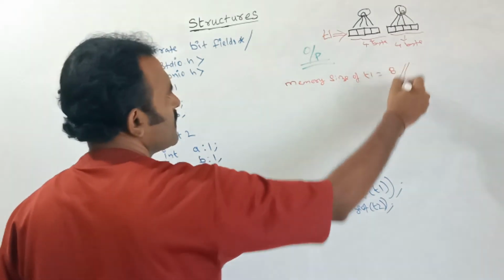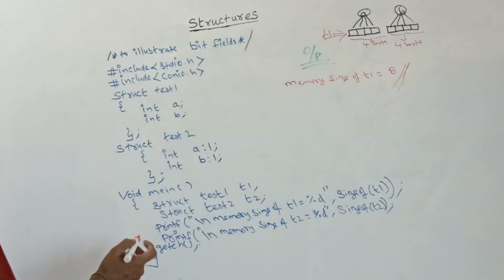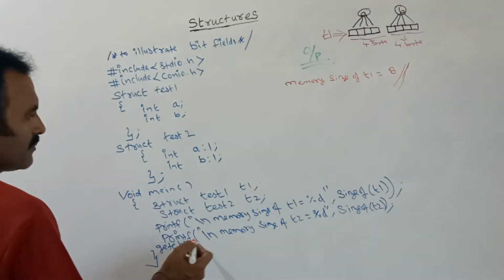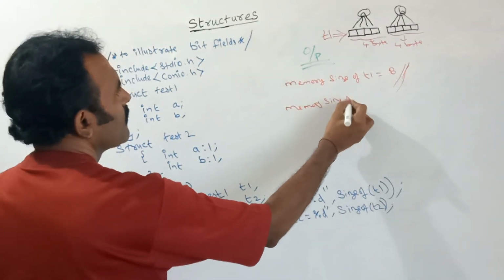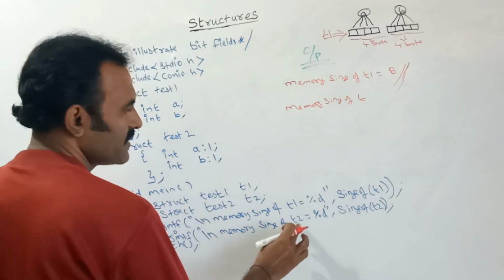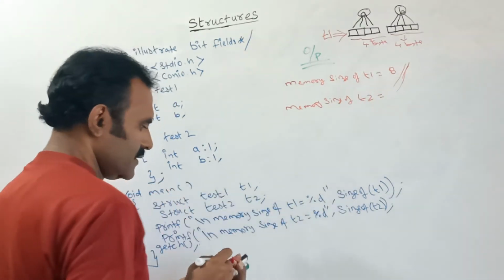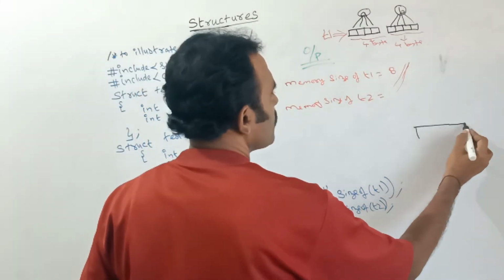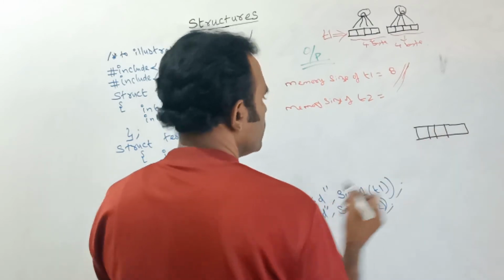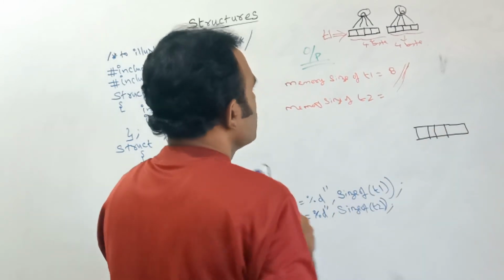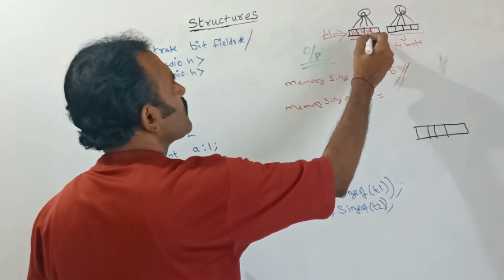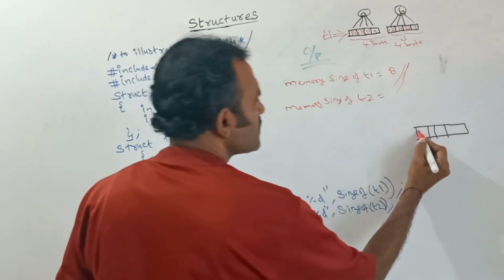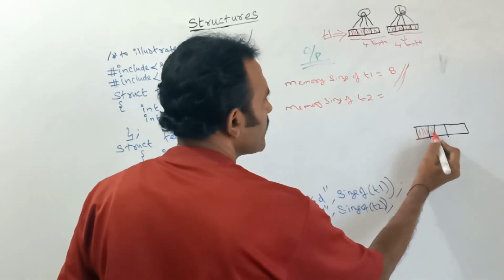This gives the 8 byte. See next one here, I am telling to print the memory size of T2. Here 4 byte memory. See, each and every byte has 8 bits. For this also 8 bits.